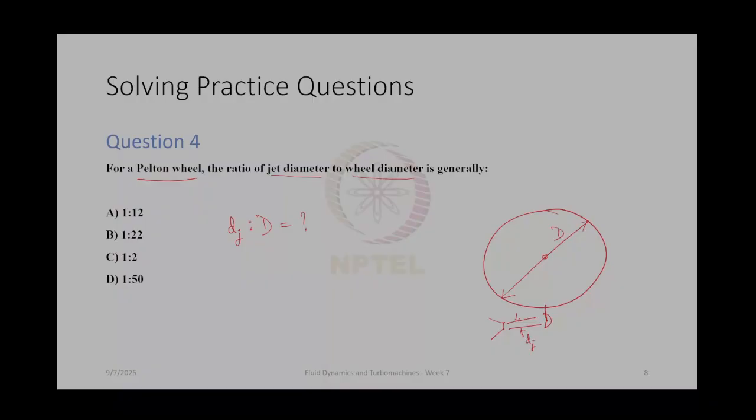Okay, let's take a look at the solution. It's actually option A, 1 is to 12. So basically, the optimal ratio of the jet diameter to the wheel diameter of a Pelton wheel is somewhere around 1 is to 14 to 1 is to 16. So it's only option A that is close to that value, and the others aren't. So it should be option A. That's the correct answer. Okay, moving on.